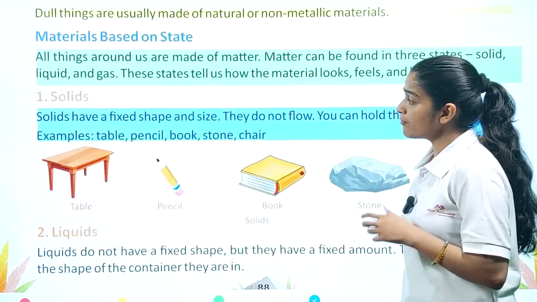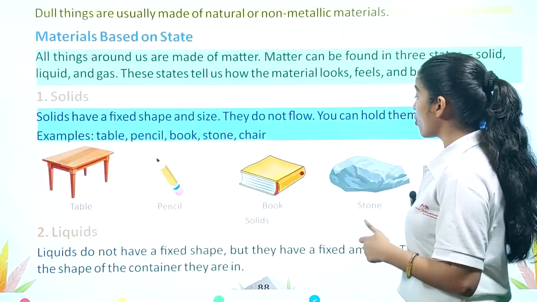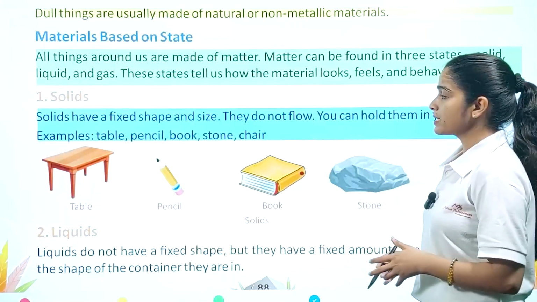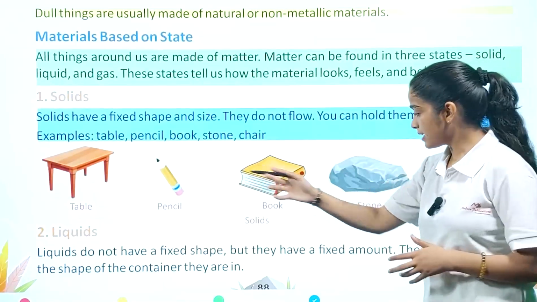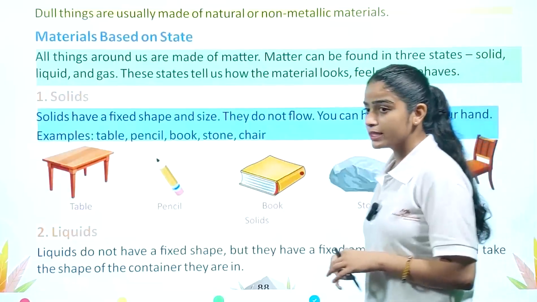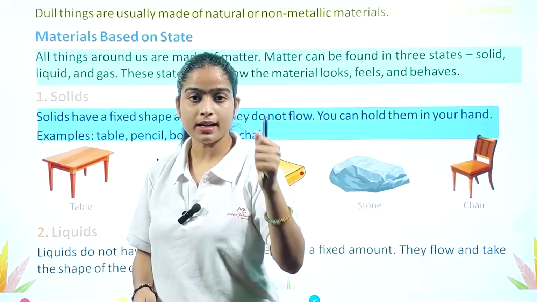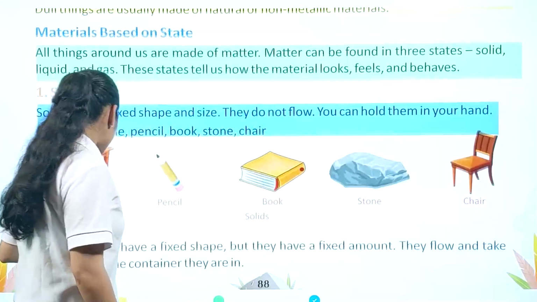solids have a fixed shape and size. They do not flow. You can hold them in your hand. Examples: table, pencil, books, stones, chair. So these are the examples we have for solid materials, and we can easily hold them in our hands. Okay. Next we have liquids.